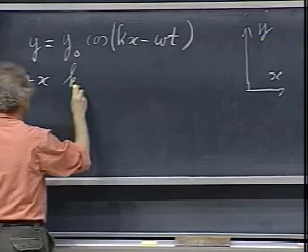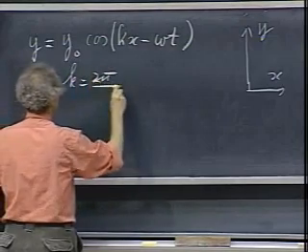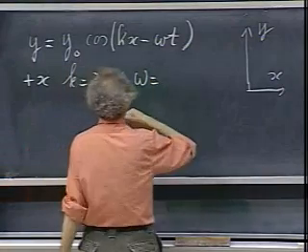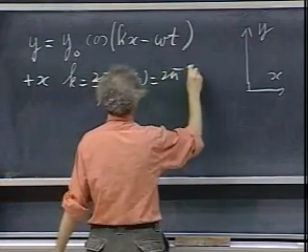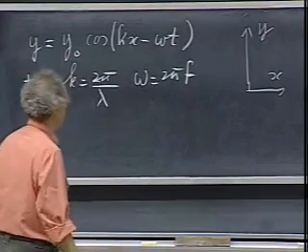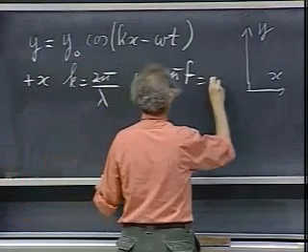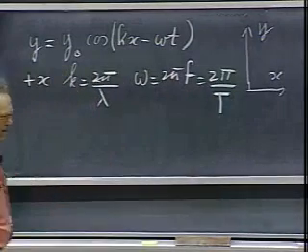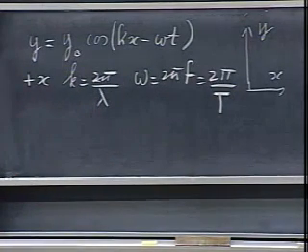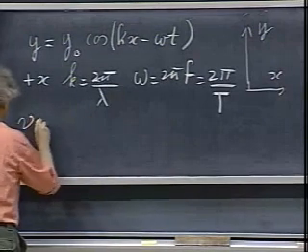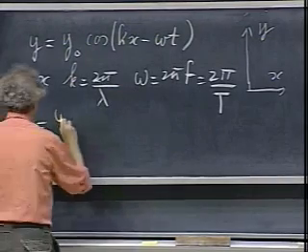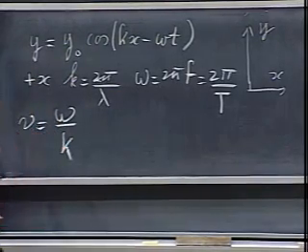K gives me all the information on the wavelength. It's 2 pi divided by lambda. Omega equals 2 pi times f, f being the frequency in hertz, which would also be 2 pi divided by capital T, the period of one complete oscillation. The speed of propagation, with which the disturbance propagates in the x direction, is omega divided by k.